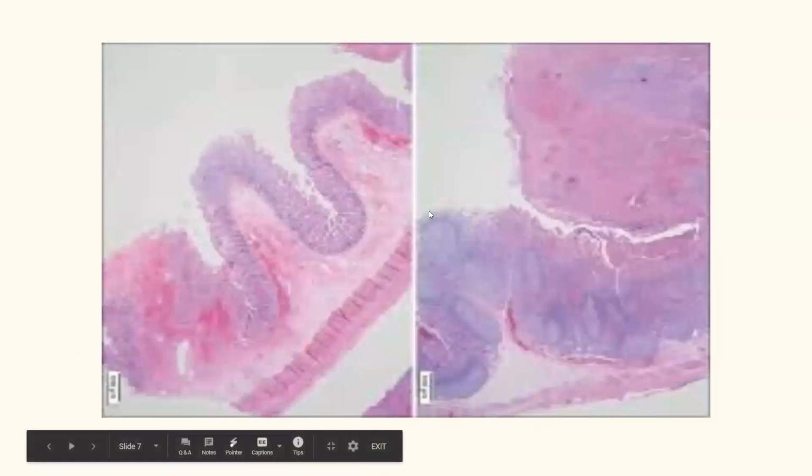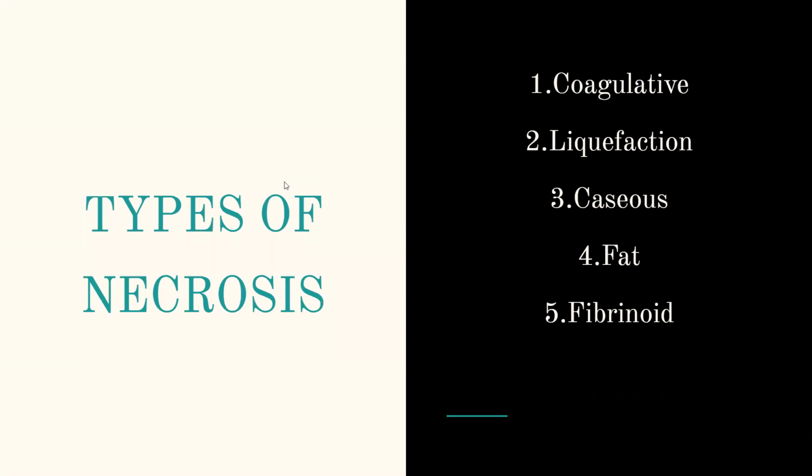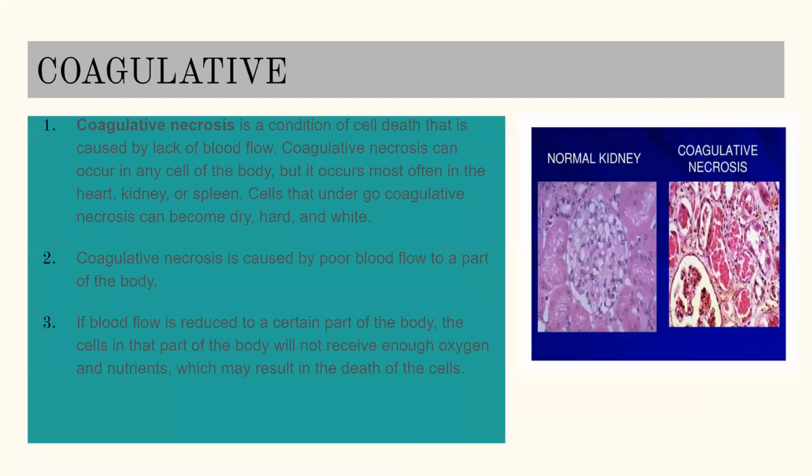So this is the histological diagram of necrosis. So we have five types of necrosis, namely coagulative, liquefaction, caseous, fat, and fibrinoid. Moving on with coagulative necrosis. Coagulative necrosis is the most common one. Coagulative necrosis is a condition of cell death that is caused due to lack of blood flow.